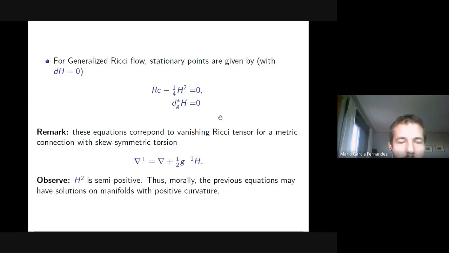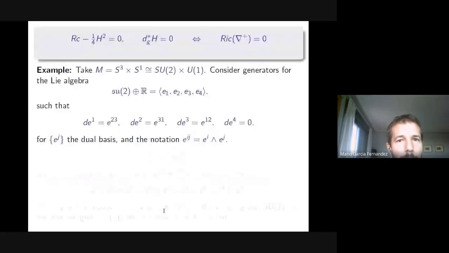One small observation related to our previous example on S^3 × S^1 is that the tensor H squared is semi-positive, and therefore morally the previous equations may have solutions on manifolds which have some positive curvature. Okay, so let me go for the actual example then.